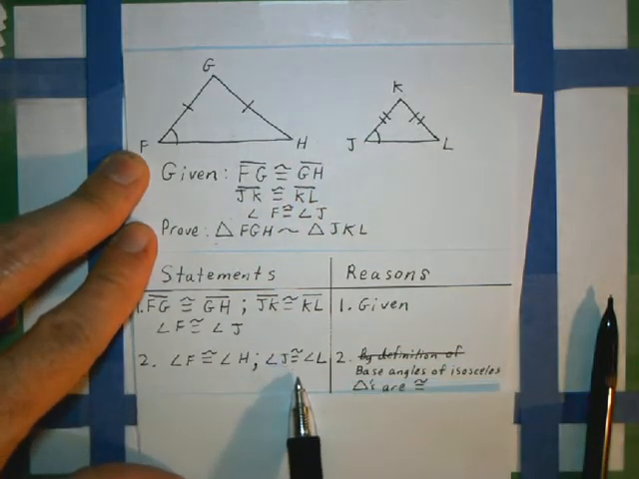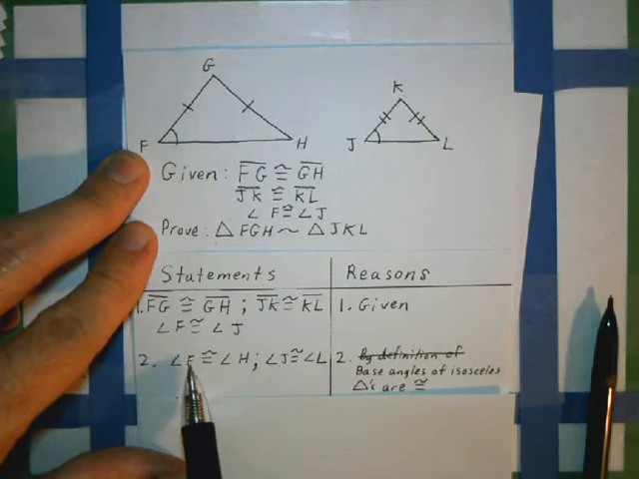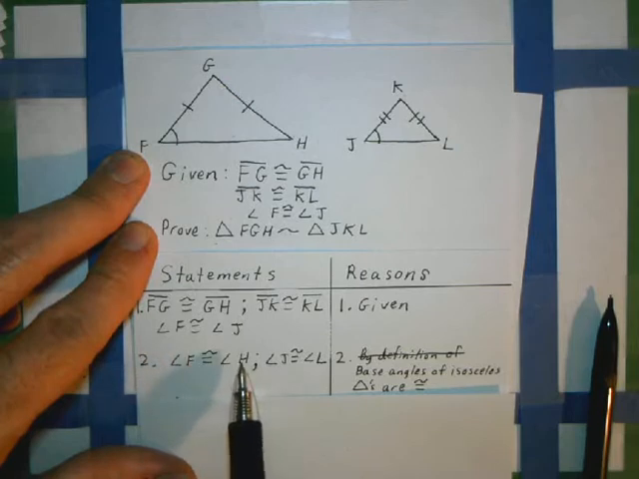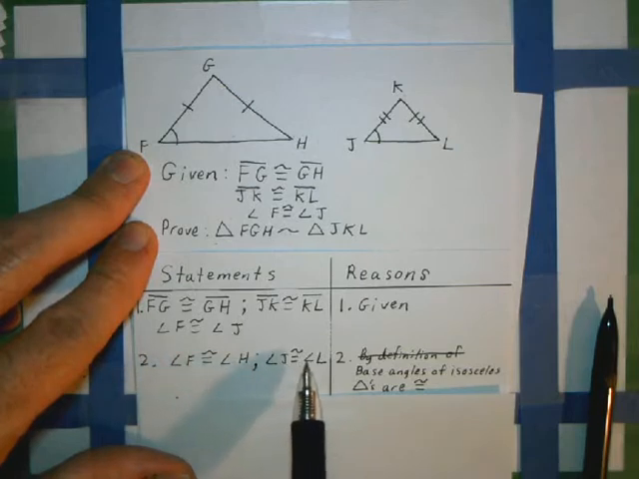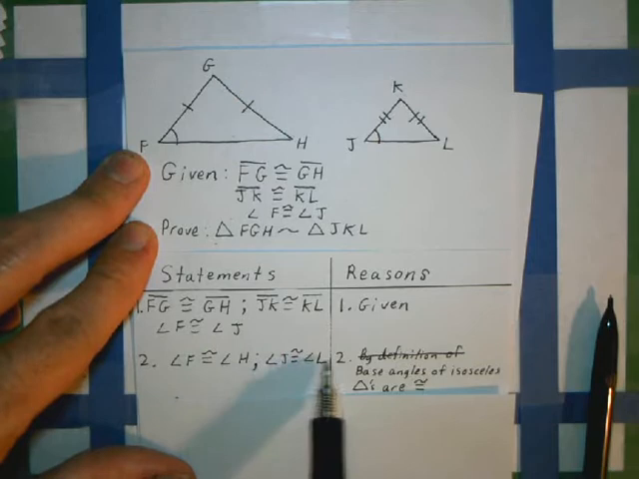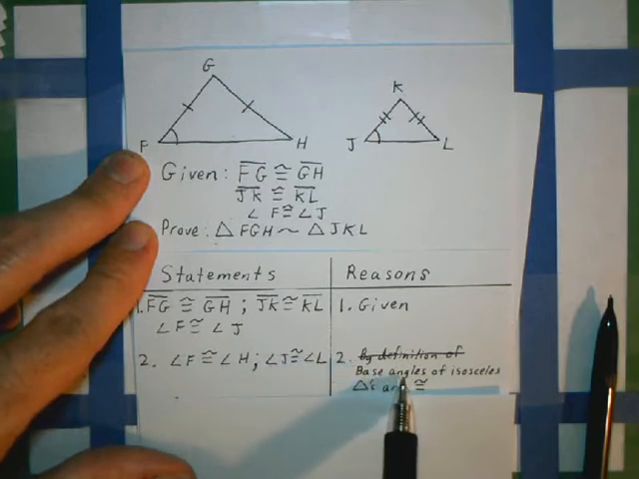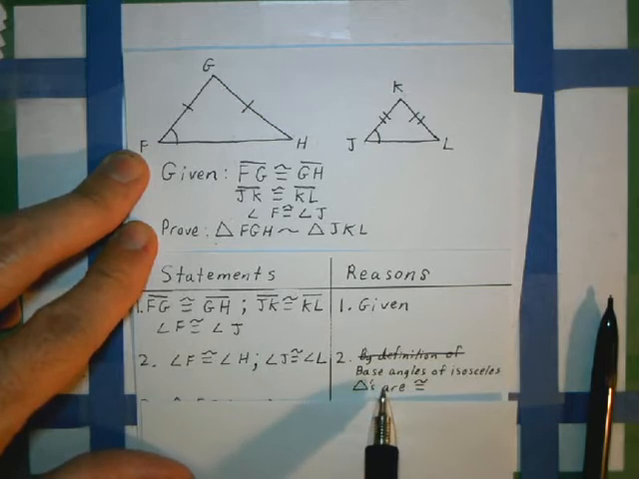So step 2 is that's all we're going to do. We're going to write that. On our statement, we write what we just said: angle F is congruent to angle H, and angle J is congruent to angle L. Now our reason, the reason why we knew that, is that base angles of isosceles triangles are congruent.